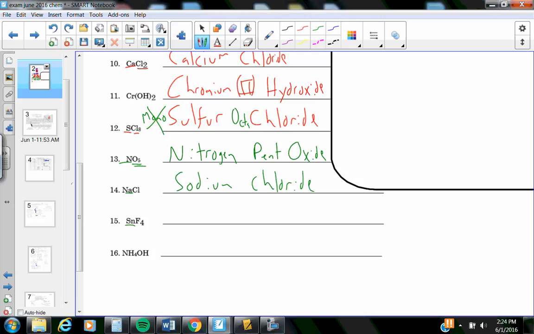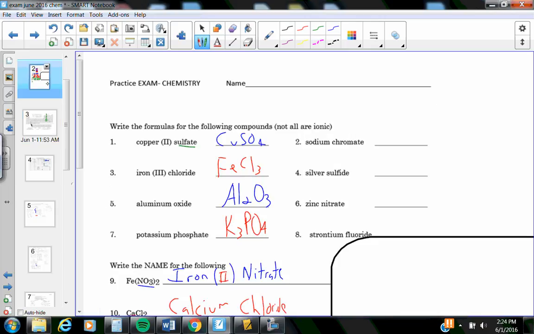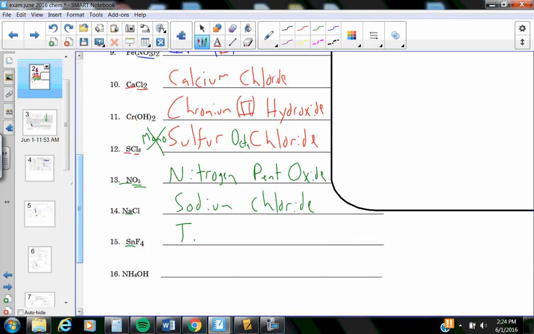SnF4. Find it. Here's a trickier one because it's in this column that says it's a -4, yet it's this metal, and metals always have positive. These columns are nice. It's nice to have some stuff up here, but there's some exceptions, and it doesn't always hold true. Tin is a metal. It's a metal that needs a Roman numeral. Tin something, F. F is a nonmetal. Fluorine, so it becomes fluoride.